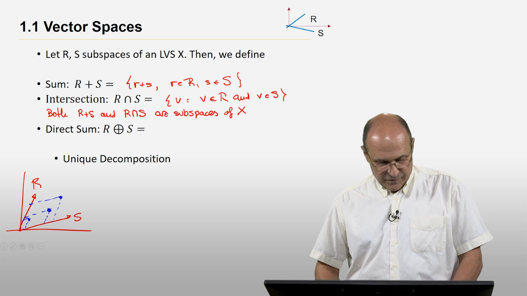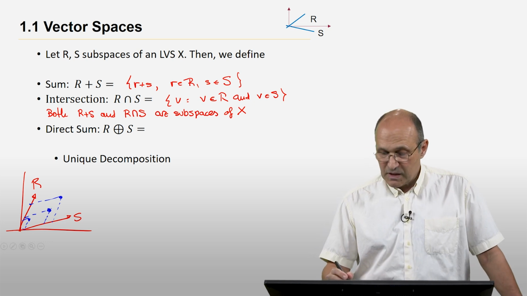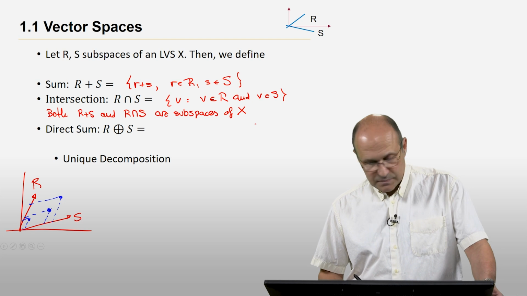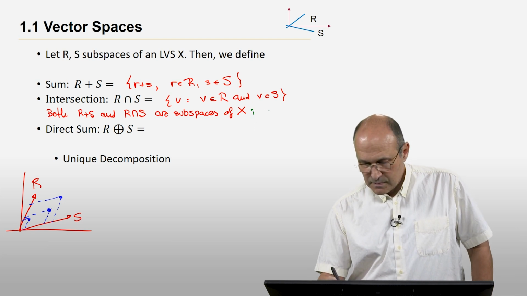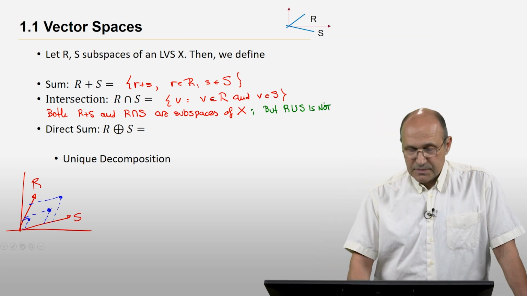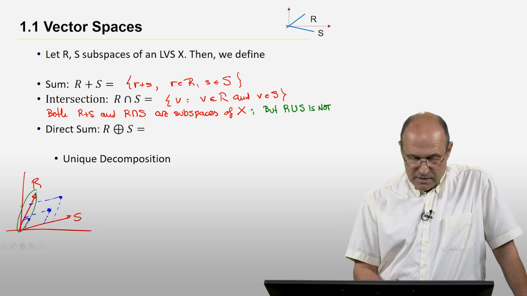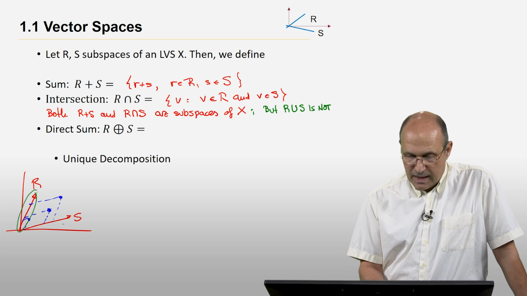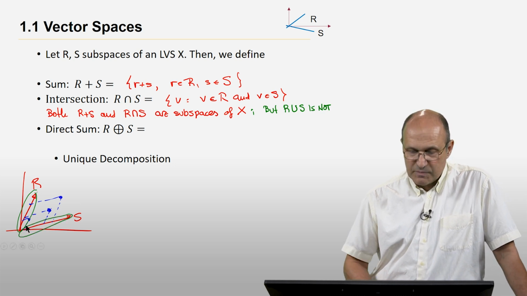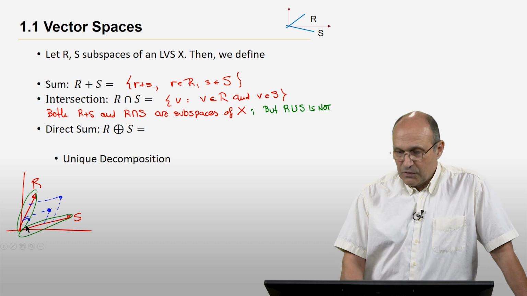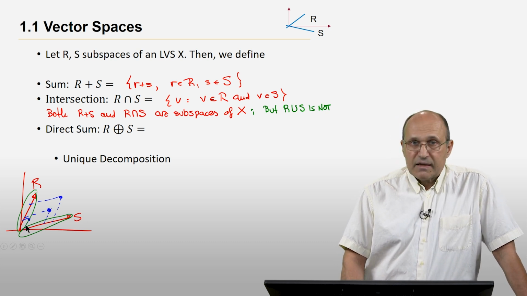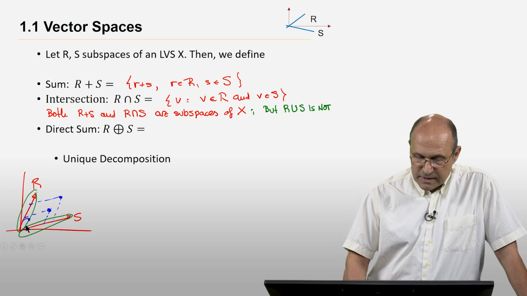This is not true for arbitrary operations among sets. So what you would form as a union of two subspaces, in my example, the union of the two subspaces would be just the line that forms the R subspace and the line that forms the S subspace. We take the union in the sense of sets. That is not a subspace of the vector space.